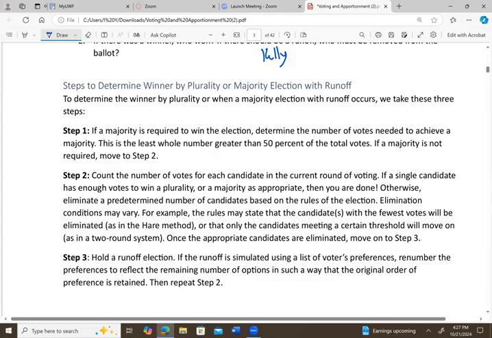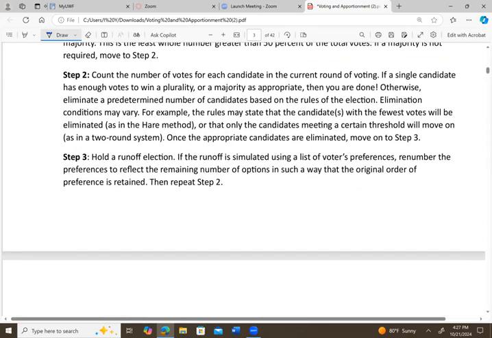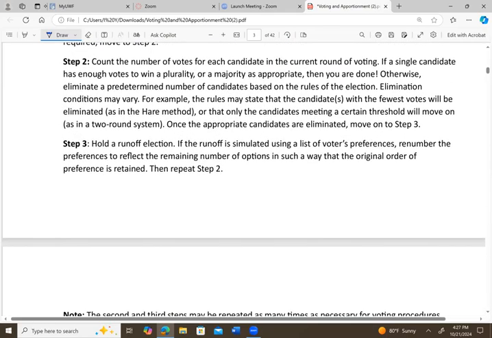Step 2: Count the number of votes for each candidate in the current round of voting. If a single candidate has enough votes to win a plurality or a majority as appropriate, then you are done. Otherwise, eliminate a predetermined number of candidates based on the rules of the election. Elimination conditions may vary. For example, the rules may state that the candidates with the fewest votes will be eliminated, as in the Hare method, or that only the candidates meeting a certain threshold will move on, as in a two-round system. Once the appropriate candidates are eliminated, move on to step 3, hold a runoff election.